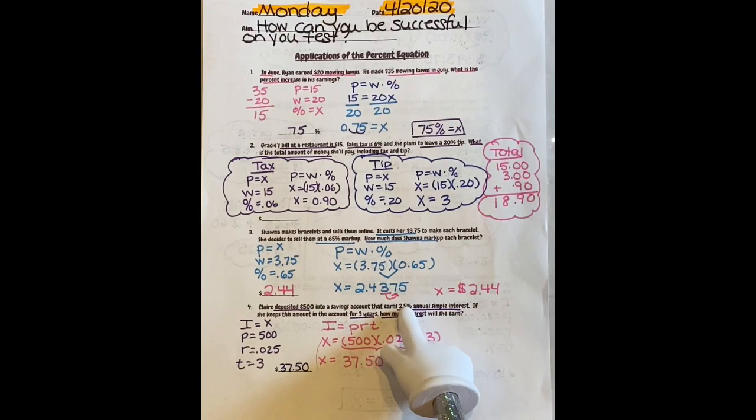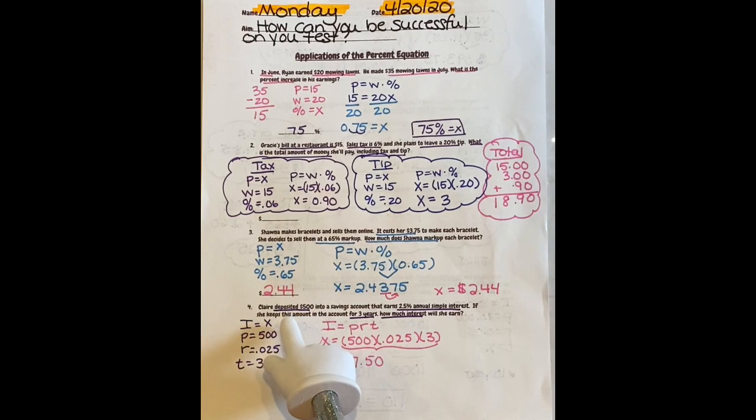Because that's the percent, that goes in for your rate. So I divide it by 100 to get the decimal, which is 0.025. And the amount of time is 3 years. And remember, it always has to be in terms of years. So if I give you months, you would have to make sure to divide it by 12. And I'm trying to find out how much interest, so that's my X. So I'm going to write out I equals PRT.